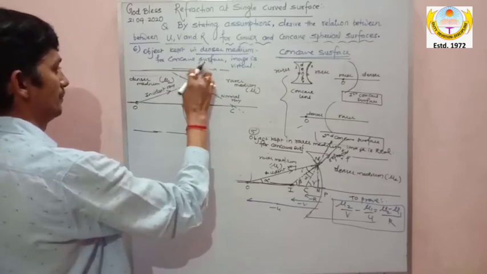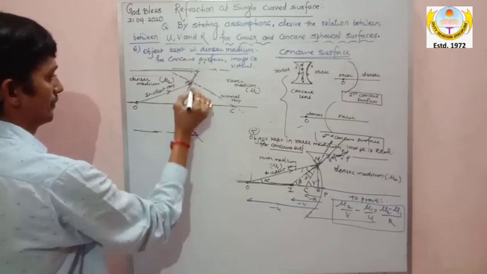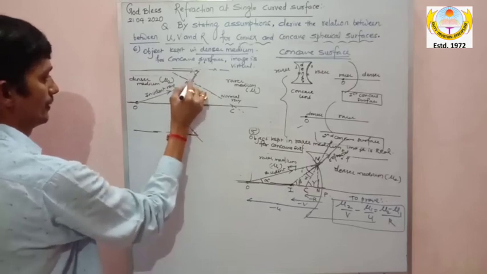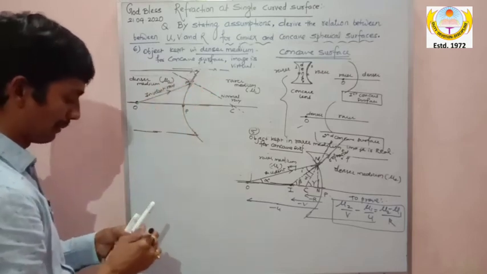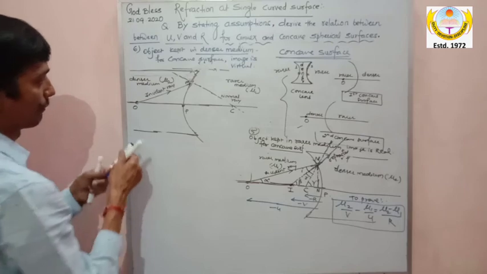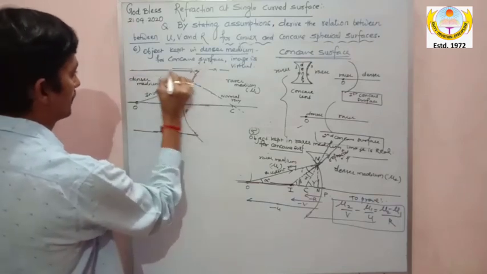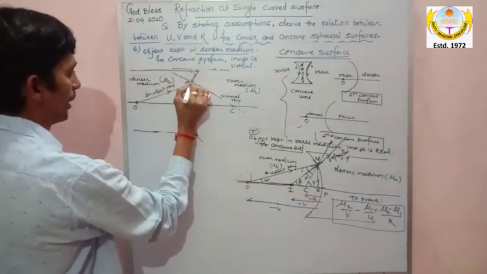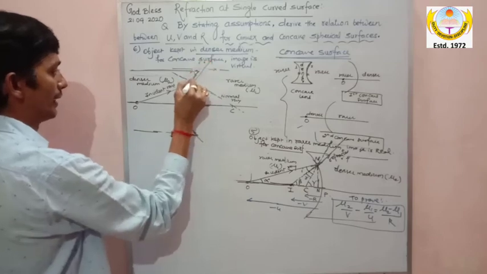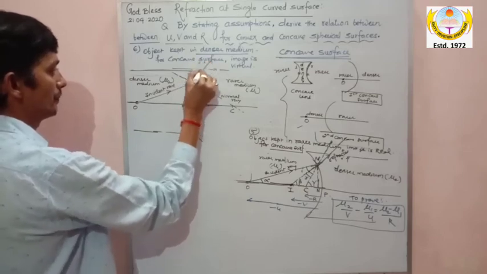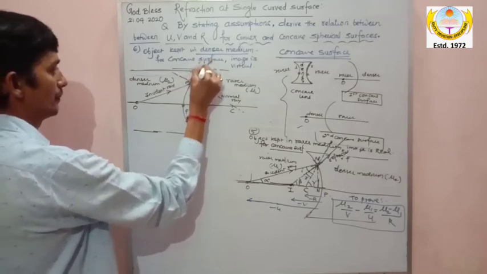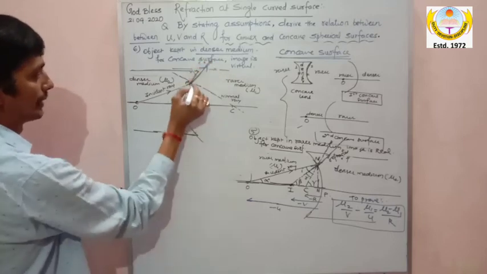See once again. So it should bend away from the normal. I am using other pen. It should bend away from the normal. Here is the point. Here it is bending. That is away from the normal.